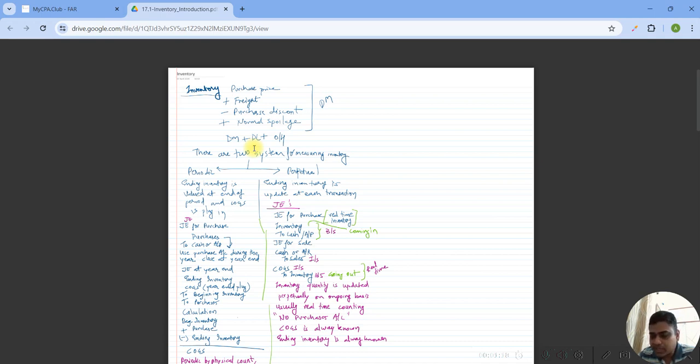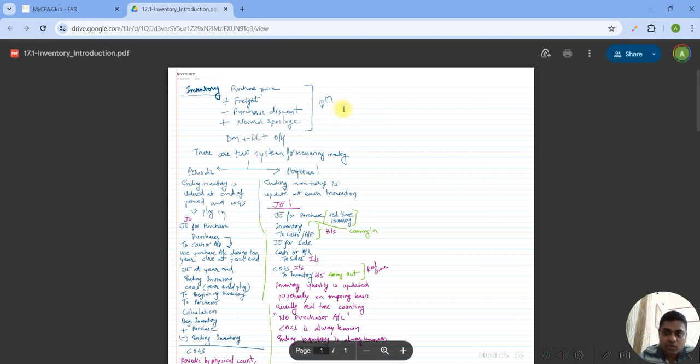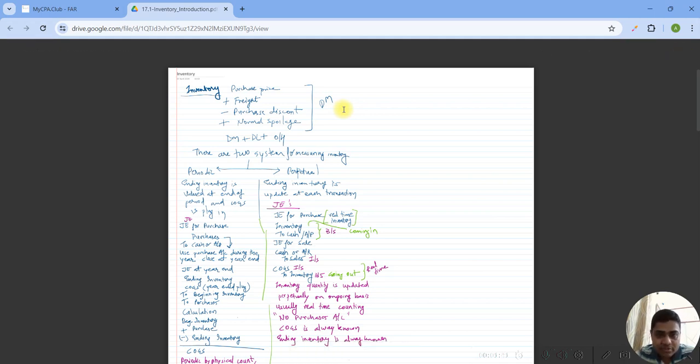And what all things are included in the cost of inventory? It is the purchase price and freight, the purchase discount is deducted, and if there is normal spoilage, that is also adjusted. That's how we get the direct material cost incurred to create that inventory, say work in progress or finished goods inventory. Apart from that, companies also incur direct labor and manufacturing overheads. So that's the overall valuation of inventory, what the components are, and how the costing happens.